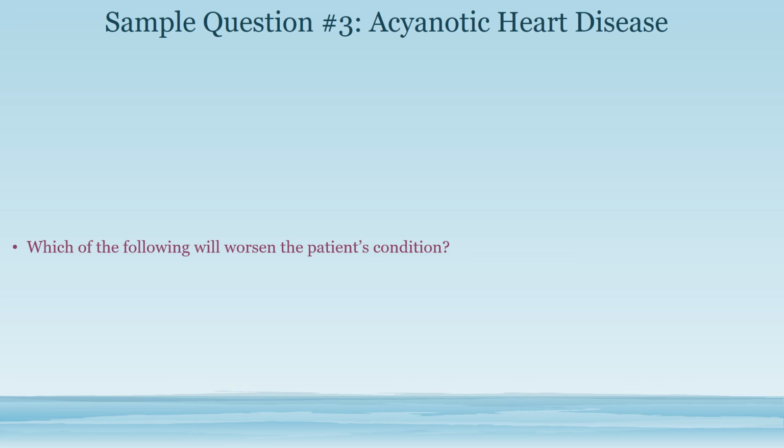So now let's do another question. This will get us more awakened because of all the material that we've been learning recently. So this will be about acyanotic heart disease. Which of the following will worsen the patient's condition? So we're talking about what will make this patient's condition worse. Key point. Exercise, beta blockers, nitrates, IV fluids, and septal ablation.